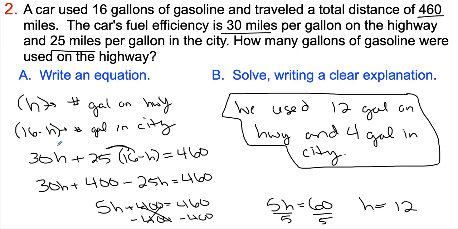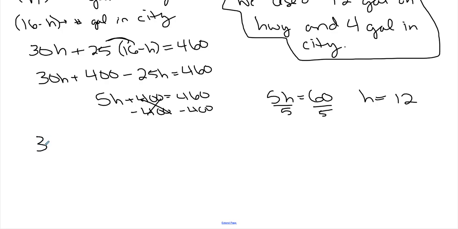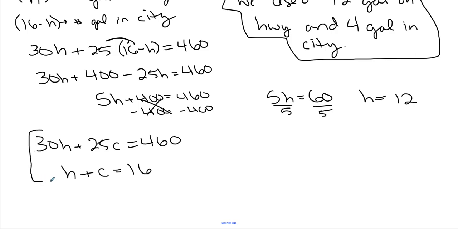Okay, there is another way to do it, which I think might be slightly better, because this part right here is a little tricky. Okay, so if you started with your equations, 30H plus 25, and we're going to say that that's C for city miles or city gallons, 460. So that's our total miles per gallon and miles we went. And then we knew that we had our highway gallons and city gallons is 16. So you would have to start with 2 equations like this, and you have to do what's called substitution.